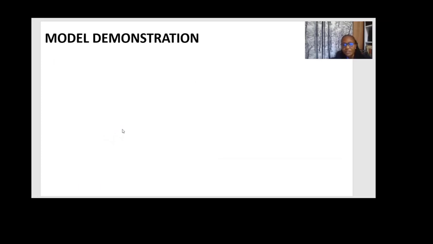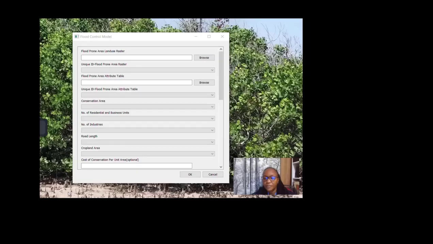So finally, we are ready to go for the model demonstration so that we can see how the model runs. And once the model runs, we can visualize the output product on QGIS. When you open the flood control model, this is what you expect to see: a flood control model with all the dataset inputs, browsers ready for us to input data, just like we have discussed in our slides.